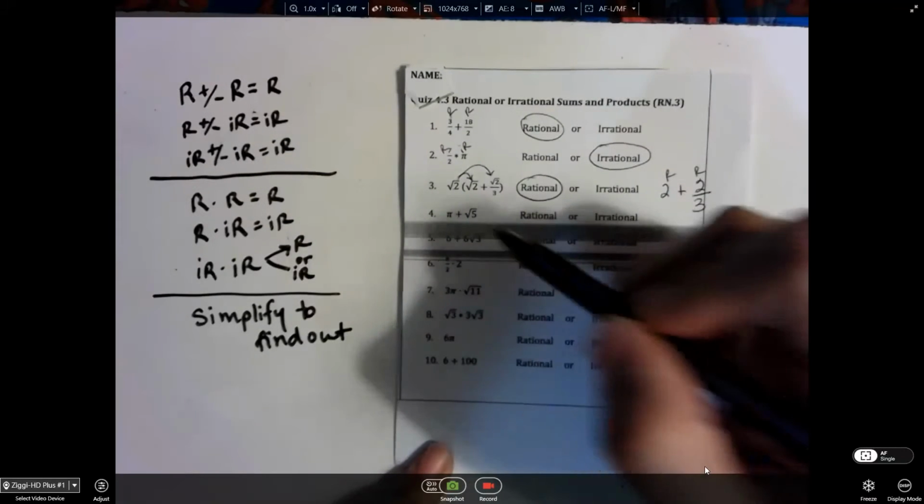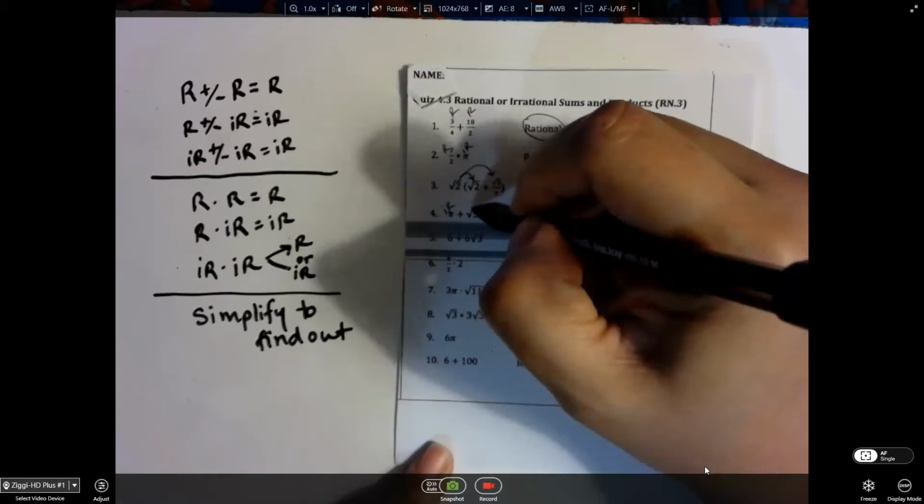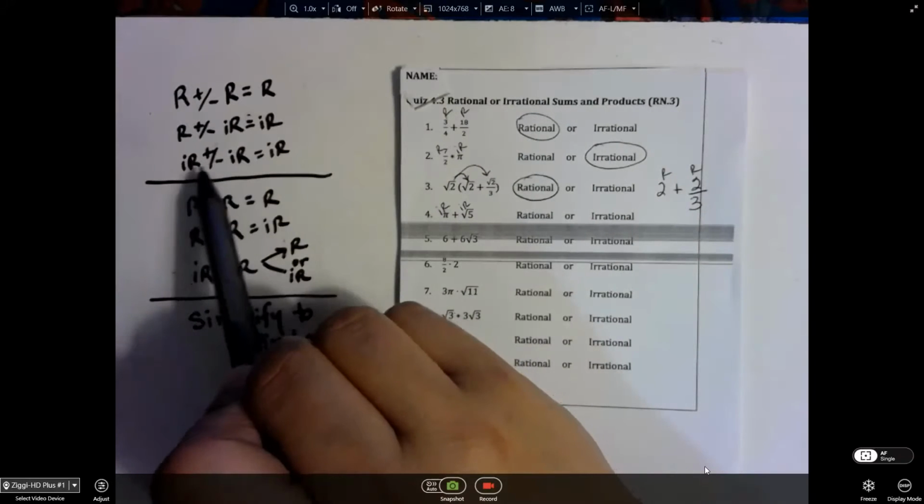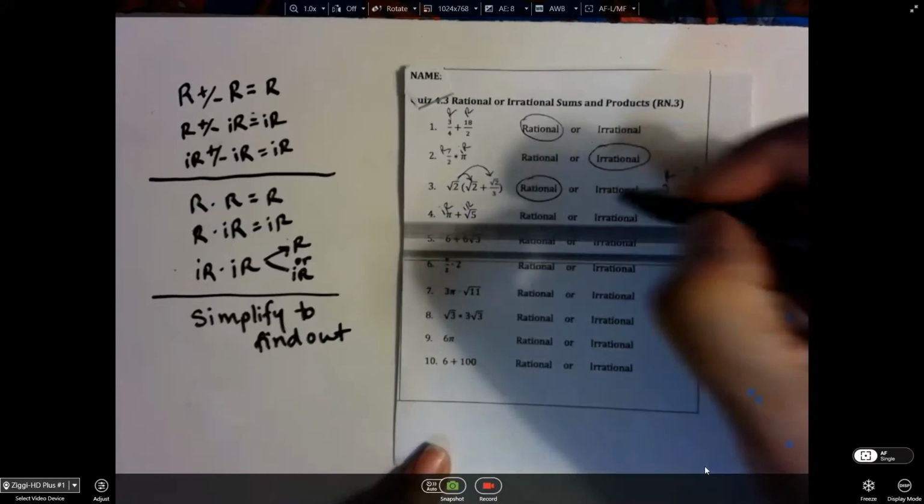This is pi plus radical 5. Pi is irrational. Radical 5 is irrational. And when you add two irrational numbers, your answer is irrational.